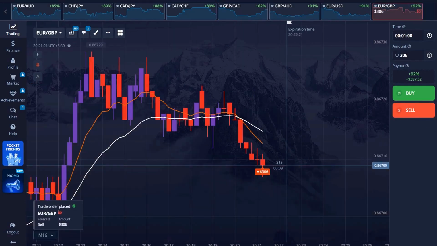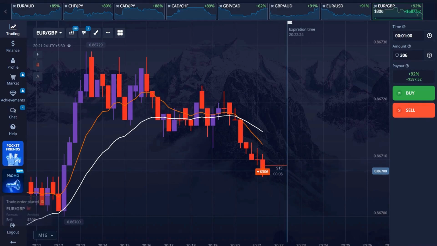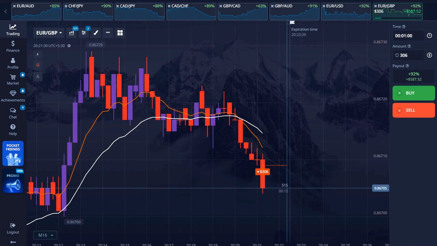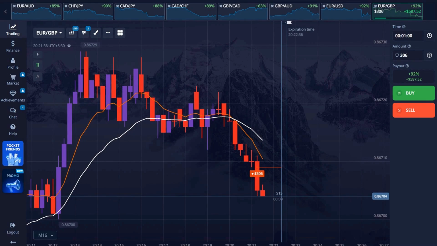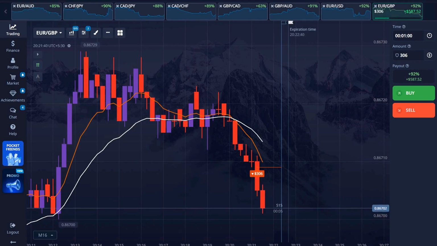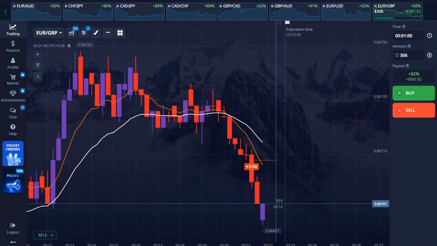Alright traders, let's look at this live setup. Right here, you can clearly see the EMA 9 has crossed below the EMA 21. At the same time, the candle closed bearish, which gives us a very clear sell signal according to our rules. So I've entered a sell trade with a 1-minute expiry. This is exactly the type of setup we wait for. Confirmation from both the crossover and the candle close.